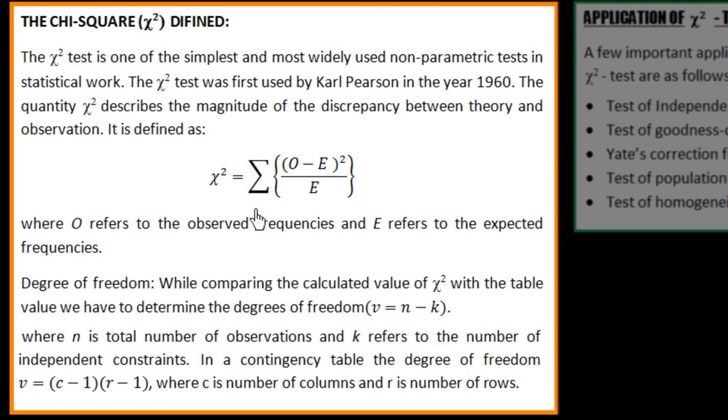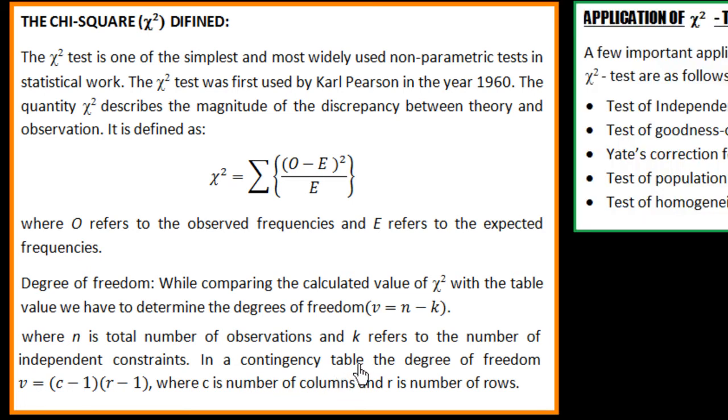It is defined as chi-square is equal to summation of (O minus E) whole square over E, where O refers to the observed frequencies and E refers to the expected frequencies. Here one more thing, degree of freedom. While comparing the calculated value of chi-square with the table value, we have to determine the degrees of freedom, which is V equal to N minus K. V is for degrees of freedom, where N is the total number of observations and K refers to the number of independent constants. In a contingency table, the degree of freedom V is equal to (C minus 1) into (R minus 1), where C is the number of columns and R is the number of rows. I will explain the contingency table later in the example.